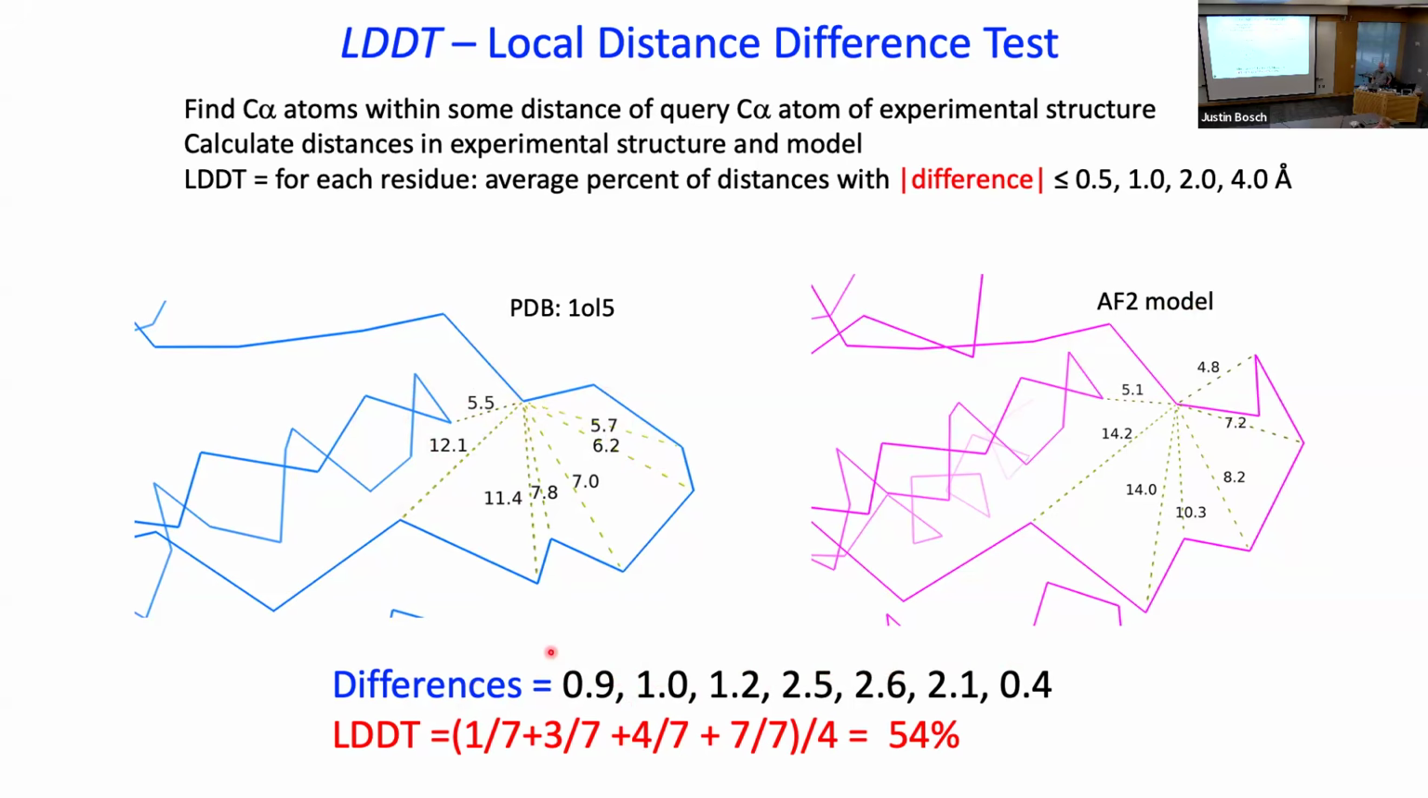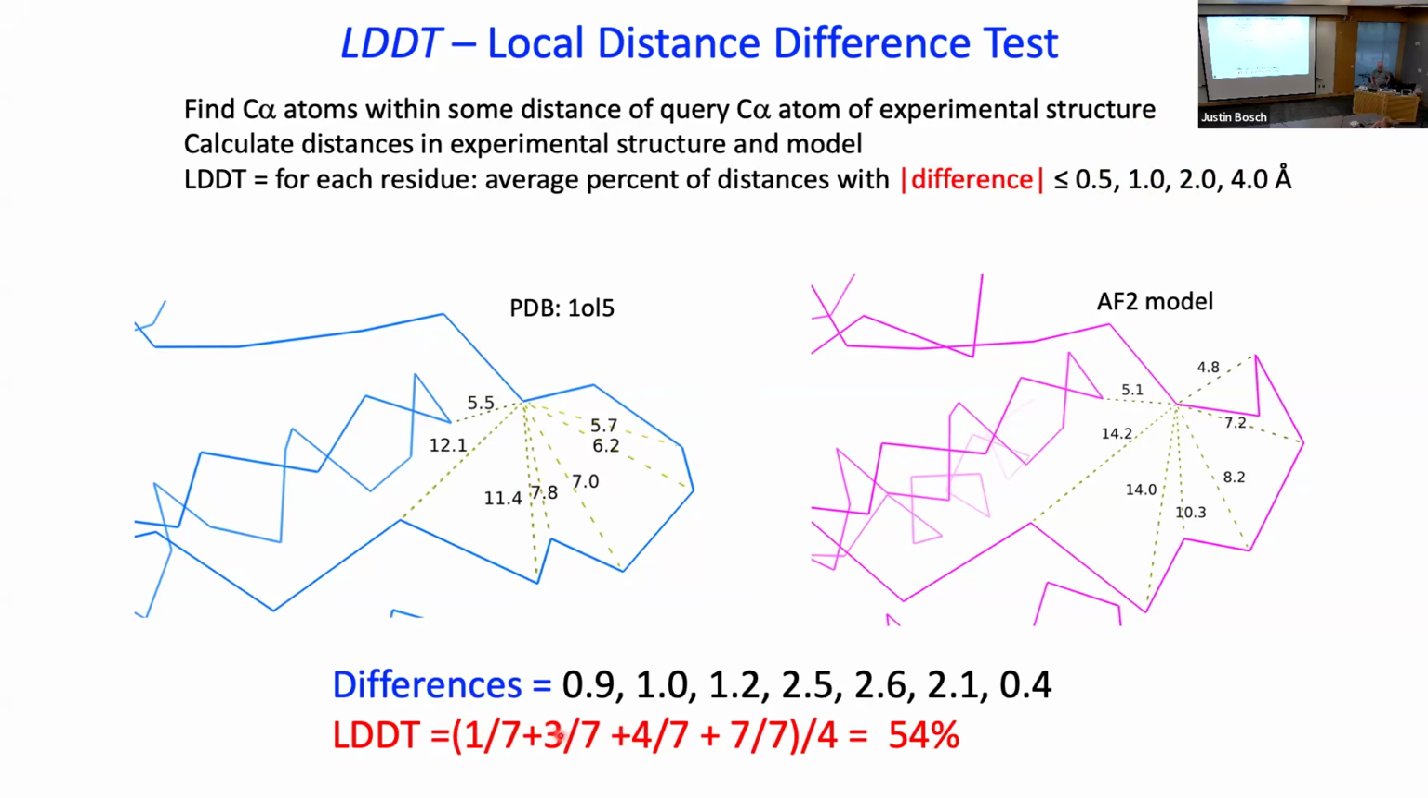And then it's very much related to the GDT-TS that I just talked about. I'm now going to say, well, what percentage of those distances are better than 0.5 angstroms? What percentage of those distances are better than 1 angstrom? What percentage are better than 2? And what percentage are better than 4? So that's 4 percentages. The LDDT is just the average of those 4 percentages.